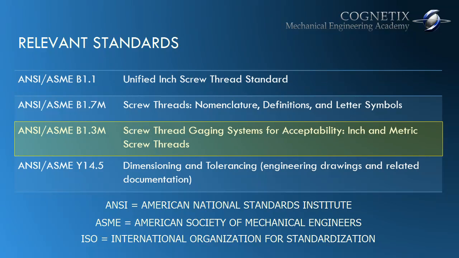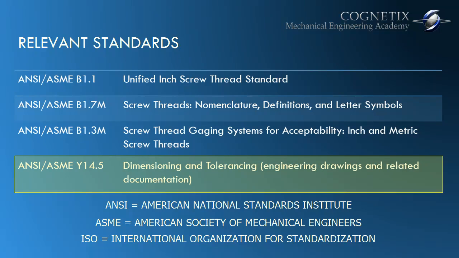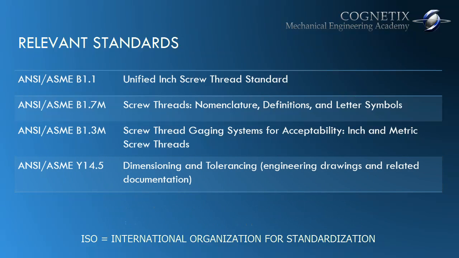Next, we have B1.3M. That one talks about how to measure the threads to make sure that they are acceptable and conforming to the standard. And of course, we have the very popular Y14.5 that has to do with dimensioning and tolerancing on engineering drawings and related documentation.